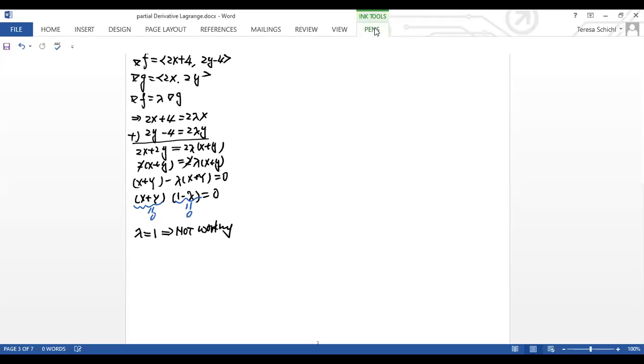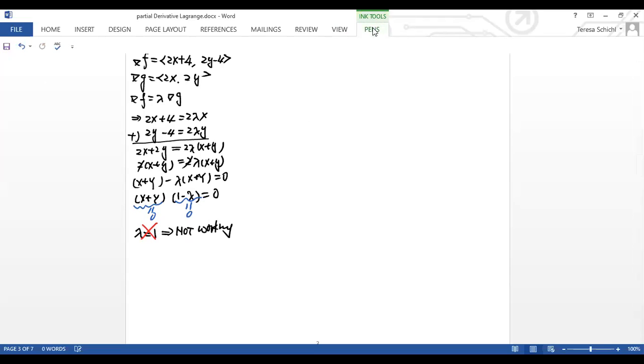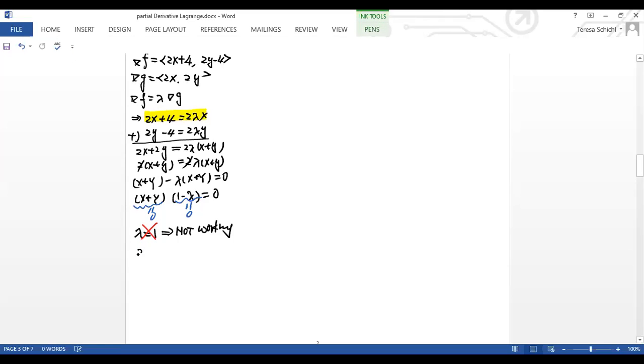Why is it not working here? Oh, because if you substitute this equation into this equation, let's see what happens. That means 2x plus 4 equals 2x, which cannot be. So that's why I know lambda cannot be equal to 1.